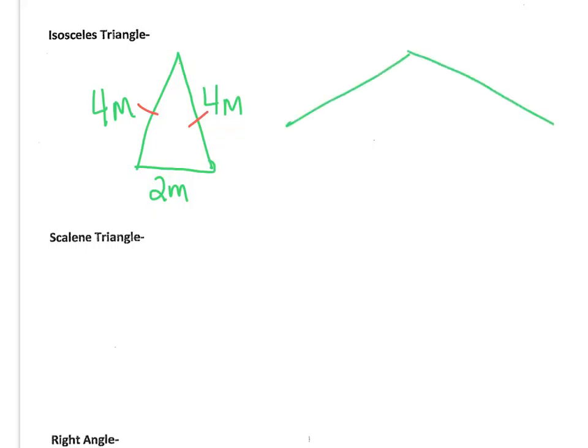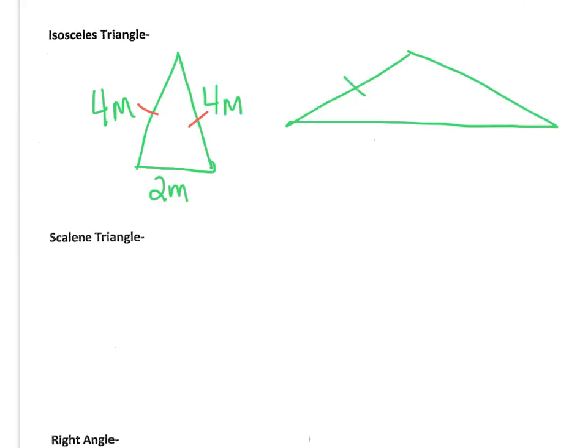An isosceles triangle is a triangle where two of the sides have the same measure. So maybe this is 4 meters, and this is 4 meters, and this is 2 meters. Since two of the sides are the same length, that's an isosceles triangle. Another example would be something like this.